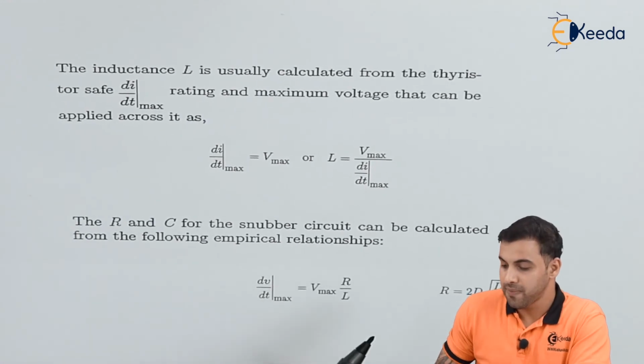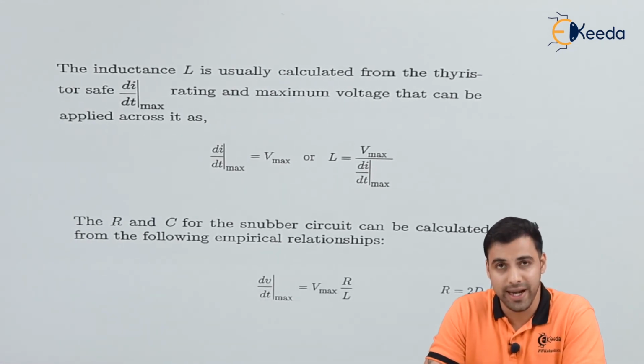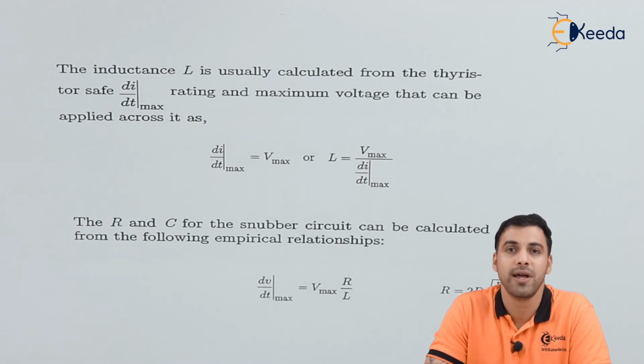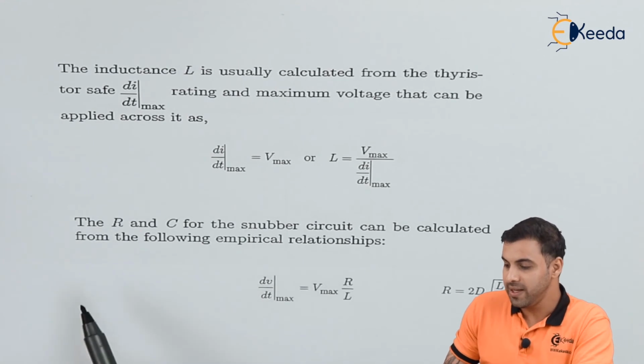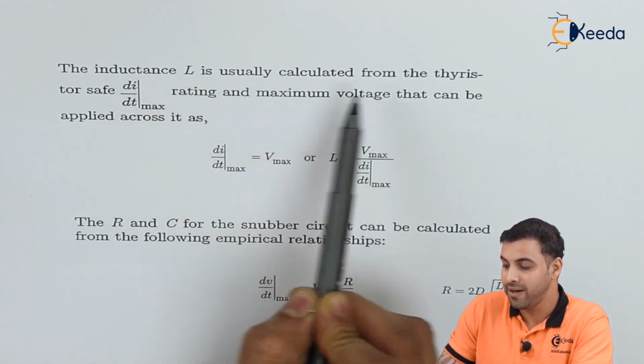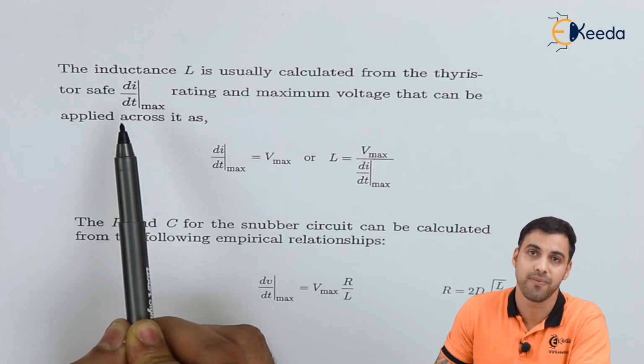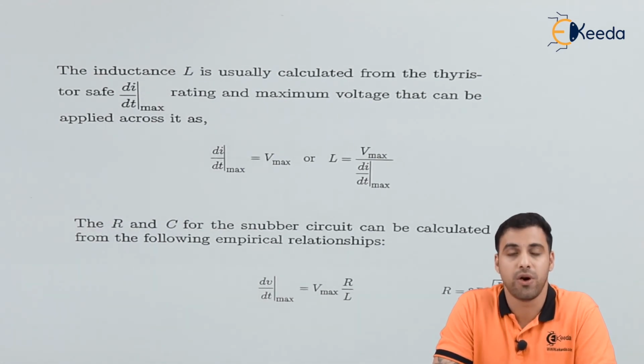So friends, here we can easily calculate the value of the inductance, the capacitance, and the resistance. So we exactly know what is the value of the inductor, the capacitor, and the resistor, which is being used, or which should be used, to protect the thyristor and to construct a snubber circuit. Here you can see the inductance L is calculated from the thyristor for safe di by dt, which is the maximum value. Now, to calculate the inductance value, we need to keep in mind what is the maximum rise in di by dt, so that we can calculate an extremely high value of inductor, so that the circuit is always safe.